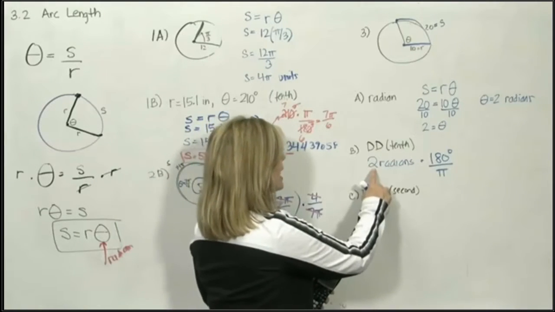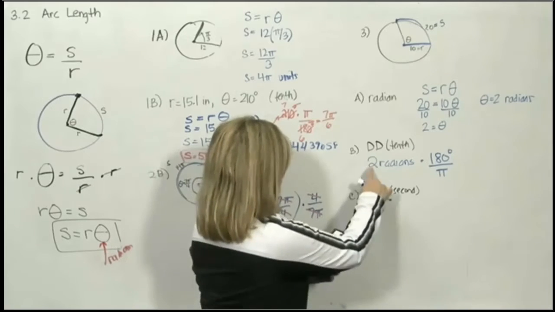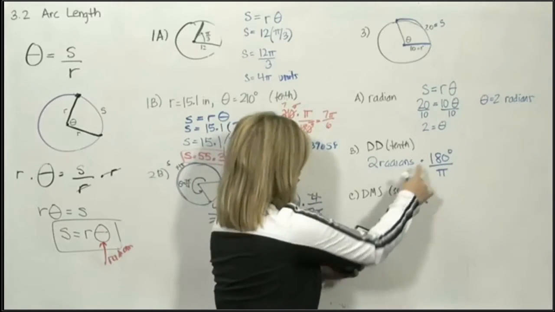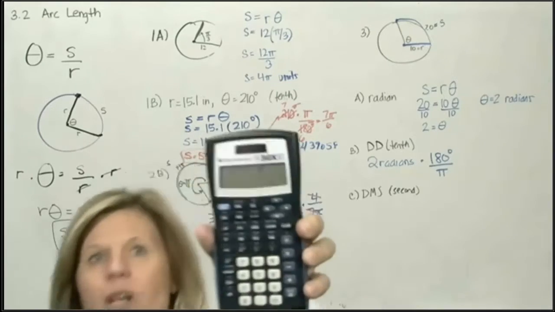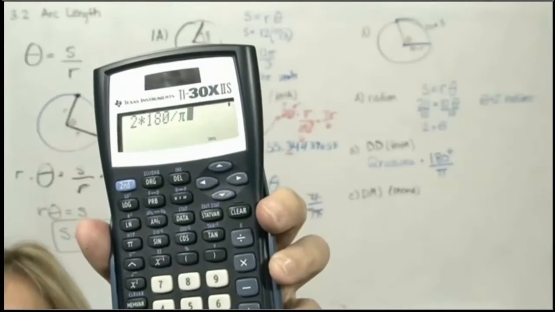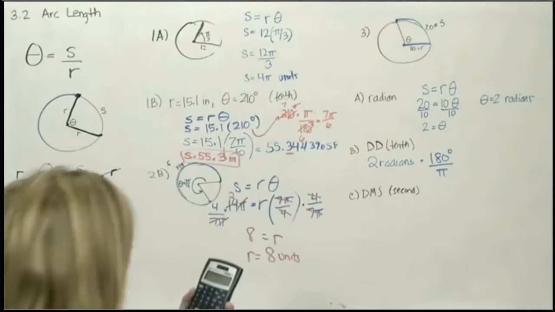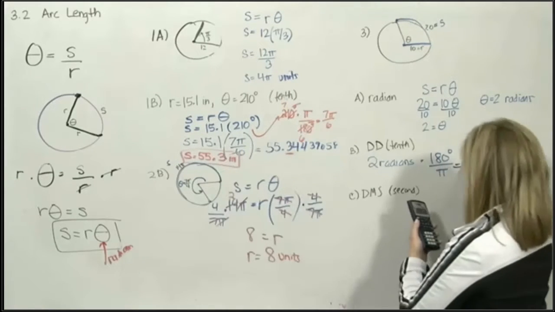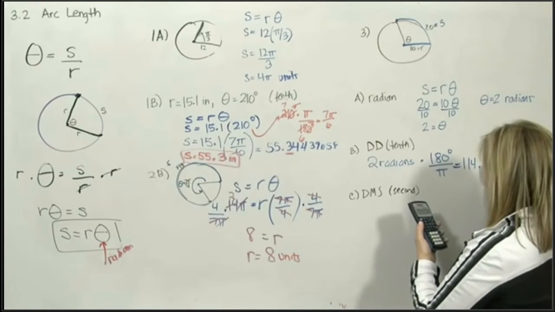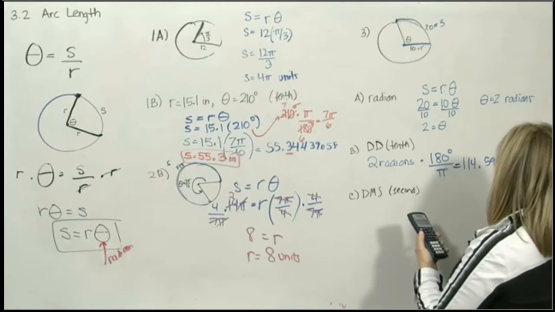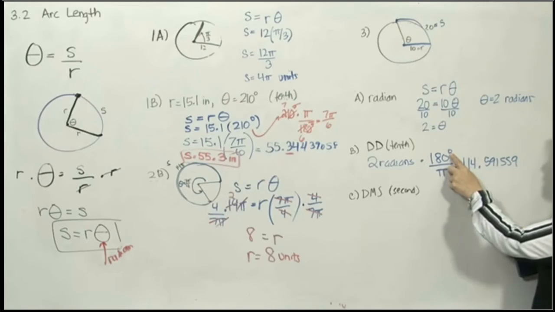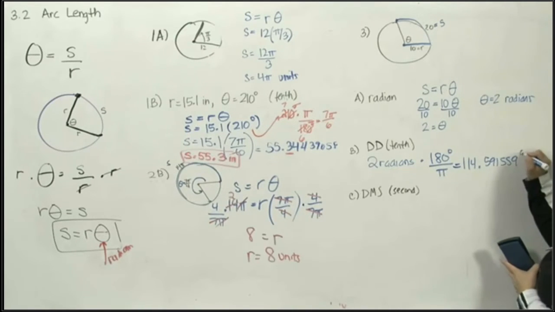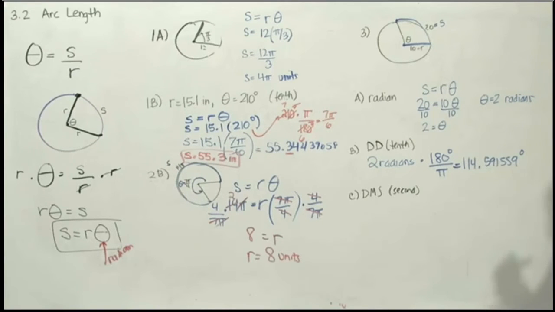So everybody type in exactly as you read this. 2 times 180 divided by pi. This is what your screen should look like. Okay? Hit equals, get out a decimal. 114.591559. Guys, everybody look at your conversion. You see the pi, you see the degree symbol? There was no degree symbol to cancel with it. This has a degrees on it. So this is decimal degrees.